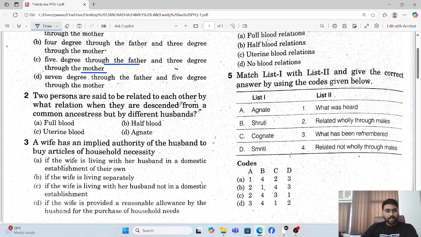What relation is it when they are descendants from a common ancestor but by different husbands? If the husbands are different, then they are treated as uterine blood.